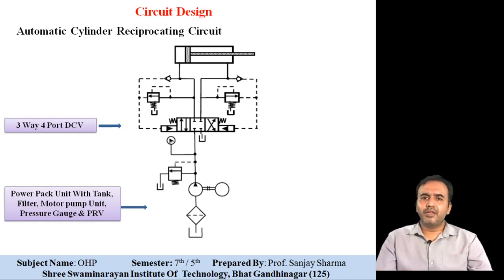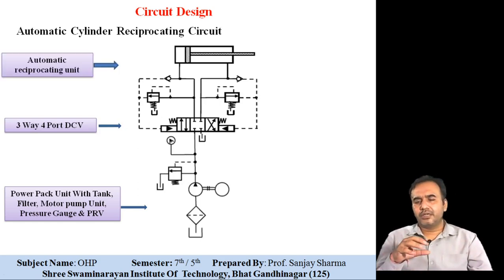Now this is very important to understand. If you see the construction up till here, it is similar, but now if you see here, this is the direction control valve, and this direction control valve is a three-way four-port direction control valve. Now what is this automatic cylinder reciprocating circuit? Once your circuit is set, it will automatically reciprocate.